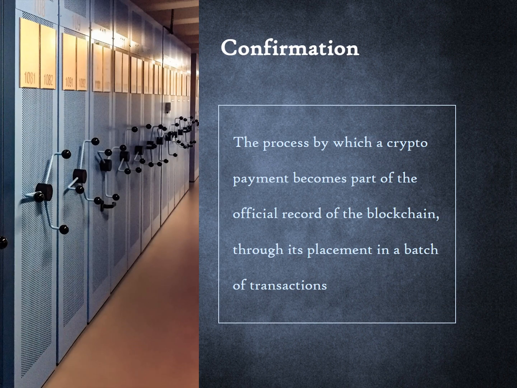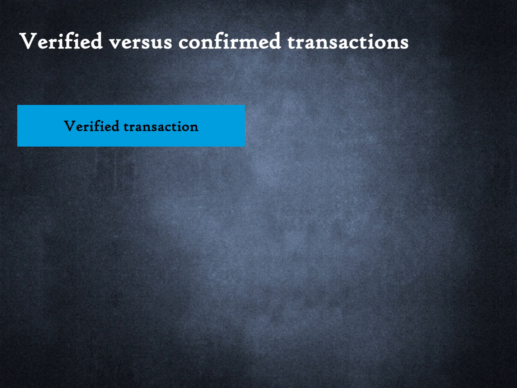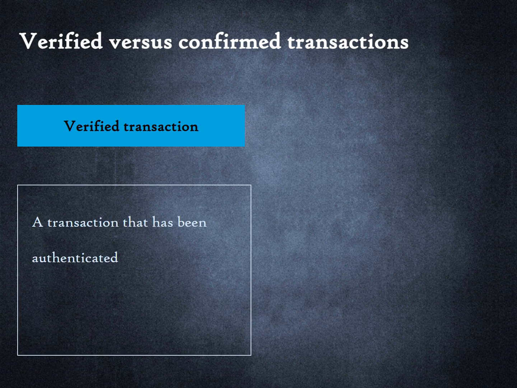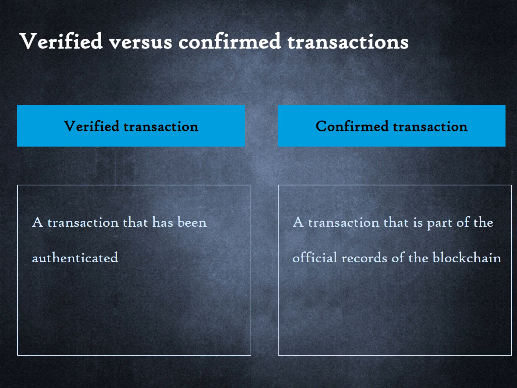Confirmation refers to the process by which a crypto payment becomes part of the official record of the blockchain through its placement in a batch of transactions. A verified transaction, as we discussed in the previous lesson, is a transaction that has been authenticated. A confirmed transaction is a transaction that is part of the official records of the blockchain. To understand the distinction between them, next, we will refer to an illustration from outside the crypto ecosystem.